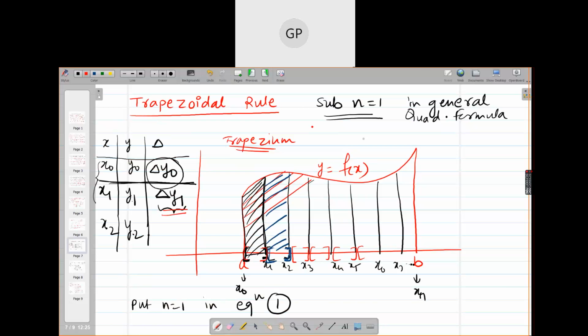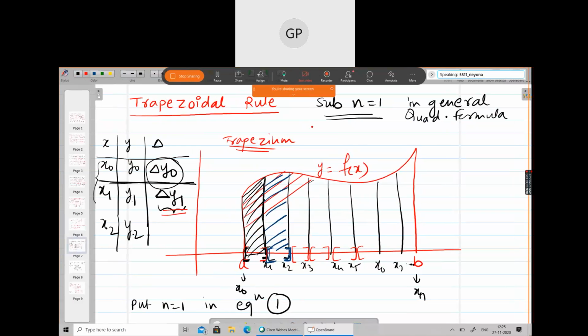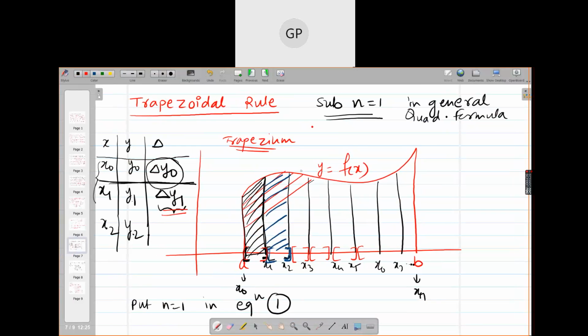Definite integration means what? We are finding area under the curve, right? Yes. And for that, what we are doing is dividing the big interval into a finite number of subintervals, and we are forming all possible trapeziums, right? Yes, ma'am.